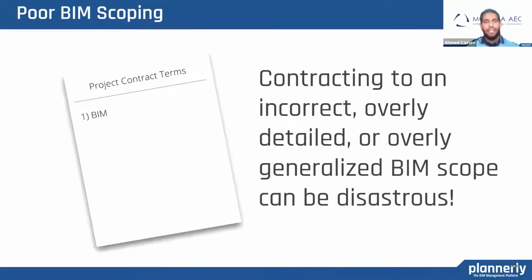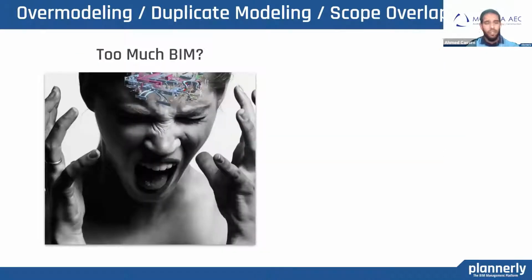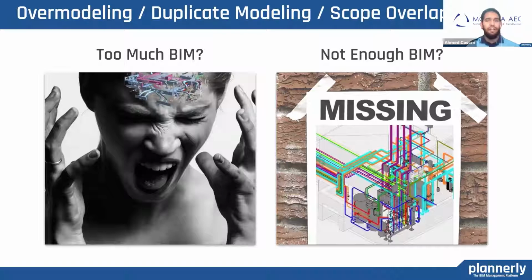Now, the first one is poor scoping. An overly detailed, overly generated scope can be disastrous. It will be really difficult for the disciplines to understand what the client wants if you're not able to clearly define it. Number 2 is overproduction: over-modeling, duplicate modeling, overlapping of scope, and so too much BIM resulting in rework, and then not having enough. If the client wants, for example, a quantity takeoff, not enough BIM will result in the quantities not being correct. So over and under production contribute to a lot of waste.